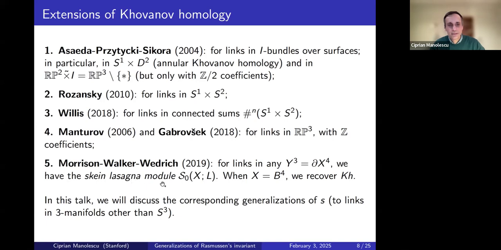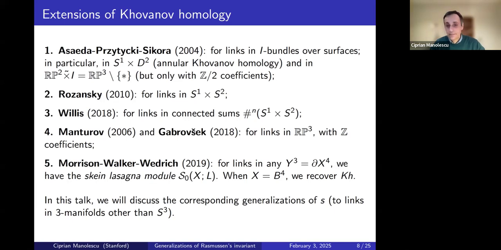They defined something called the skein lasagna module. So this depends on a 4-manifold whose boundary is the 3-manifold, and you put the link in the boundary. In particular, when you have B4 with boundary S3, then you get the original Khovanov homology. Okay, so these are some of the extensions. And I will discuss the corresponding generalizations of s. So this is what this talk is about.